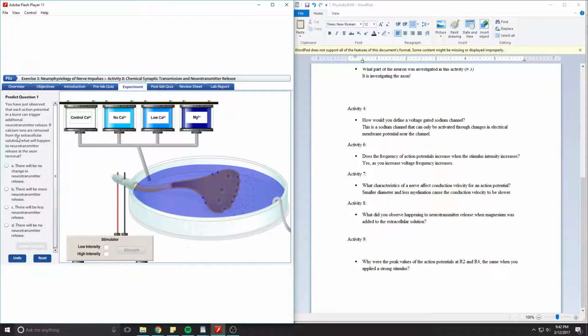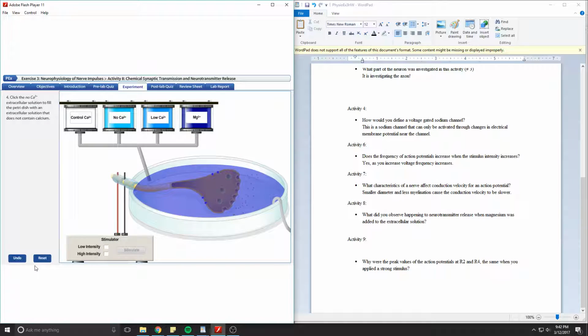If calcium ions are removed from the extracellular solution, what will happen to neurotransmitter release at the axon terminal? There will be no change in neurotransmitter release. There will be more. I'm going to go with that one. Click no Ca and see what happens. Okay, let's get a move on. Okay, alright, so. Oh wow, it didn't even release at all.